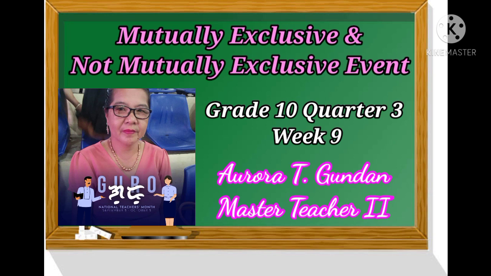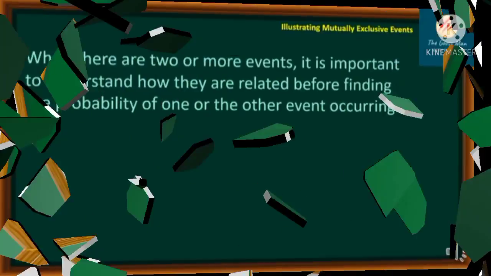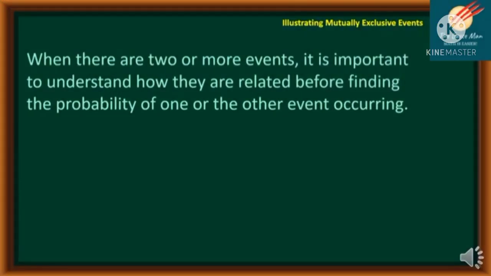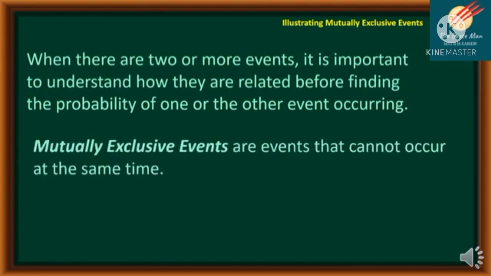And our topic for today is illustrating mutually exclusive events in Grade 10, Quarter 3. For two or more events, it is important to understand how they are related before finding the probability of one or the other event occurring.